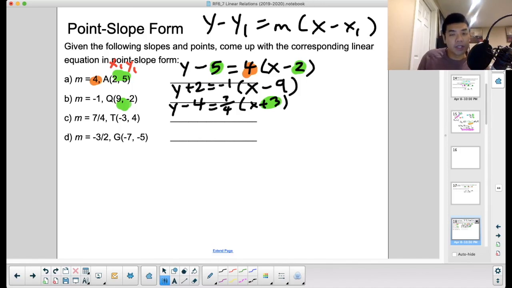For your last example here, we'd end up with an answer of y plus 5 is equal to negative 3 over 2 times x plus 7.